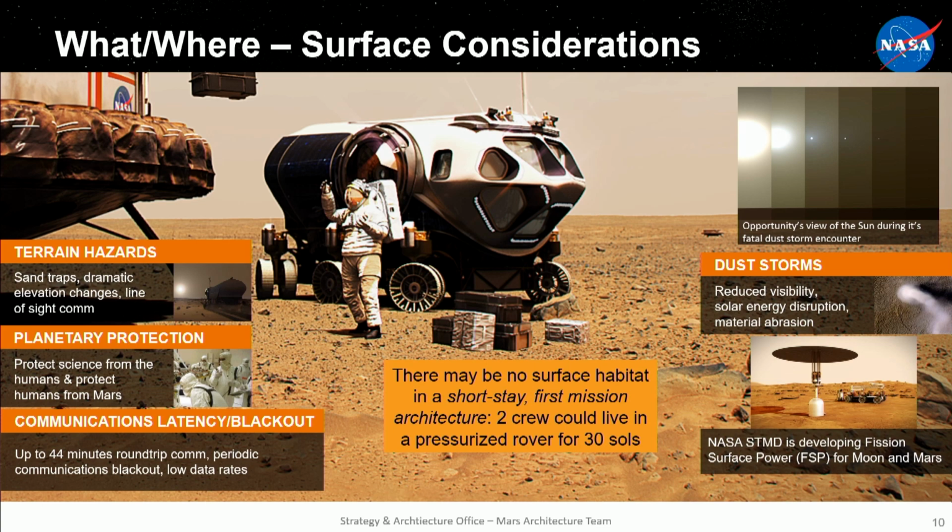And the power, of course, is a key aspect. We understand dust storms have a pretty significant impact on solar panels and solar array power generation. So do we need efficient surface power? ESDMD is developing efficient surface power for the Moon. How can we learn from those experiences and leverage those investments so that we can have a really good, robust power system on the surface of Mars to support crew activity?